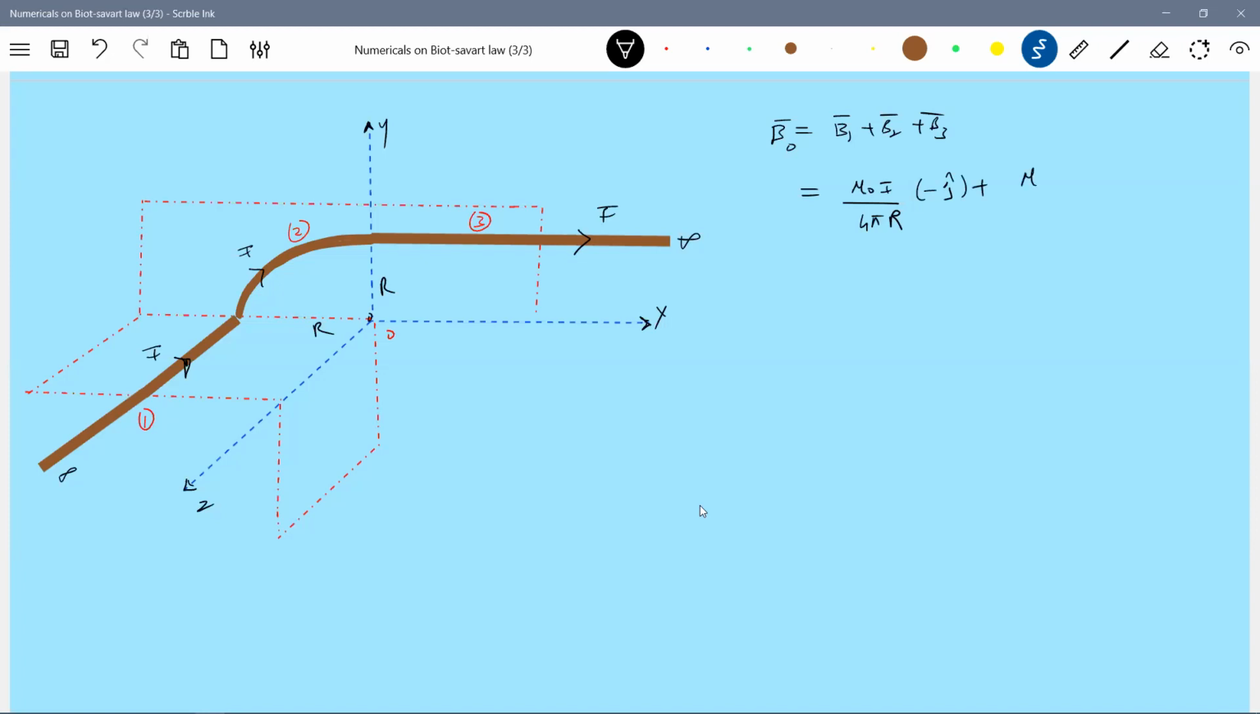Due to the arc, what is the formula? Mu naught I by 2R, theta by 2 pi. Theta is what? Angle subtended. How much? Pi by 2. What about the direction of this? So it is in the XY plane, so minus k cap. Mu naught I by 4 pi r, this will be minus k cap.